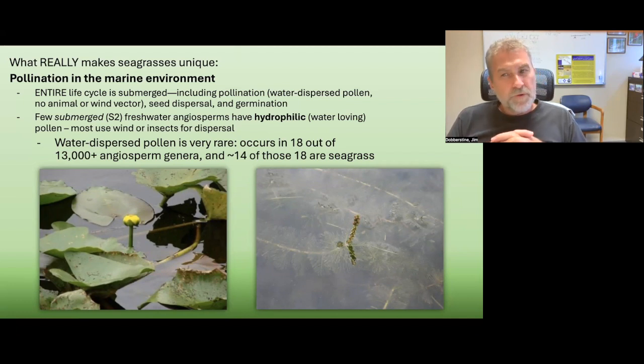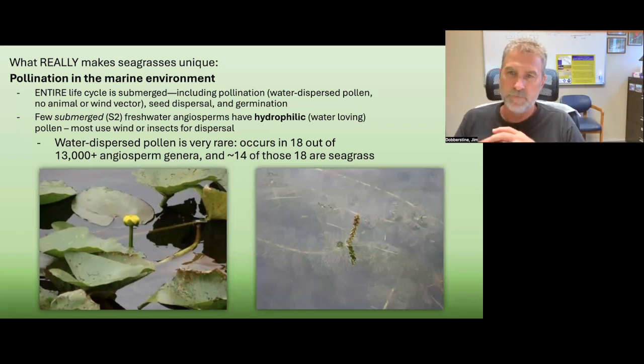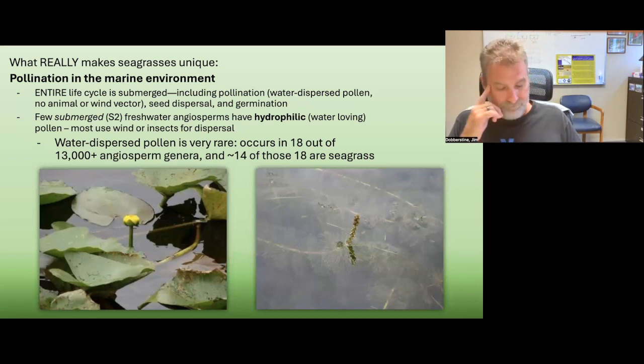There are a few submerged freshwater angiosperms that have hydrophilic pollen, but most still use wind or some sort of animal, typically insects, for dispersal. So water dispersed pollen is actually very rare. It occurs in only 18 out of over 13,000 angiosperm genera. 14 of those 18 are seagrasses.